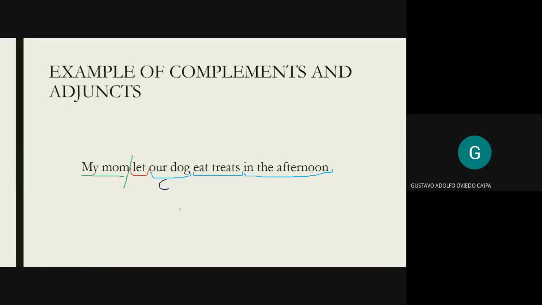What about eat treats? Do you think that eat treats is obligatory, a complement, or do you think it is optional, an adjunct?